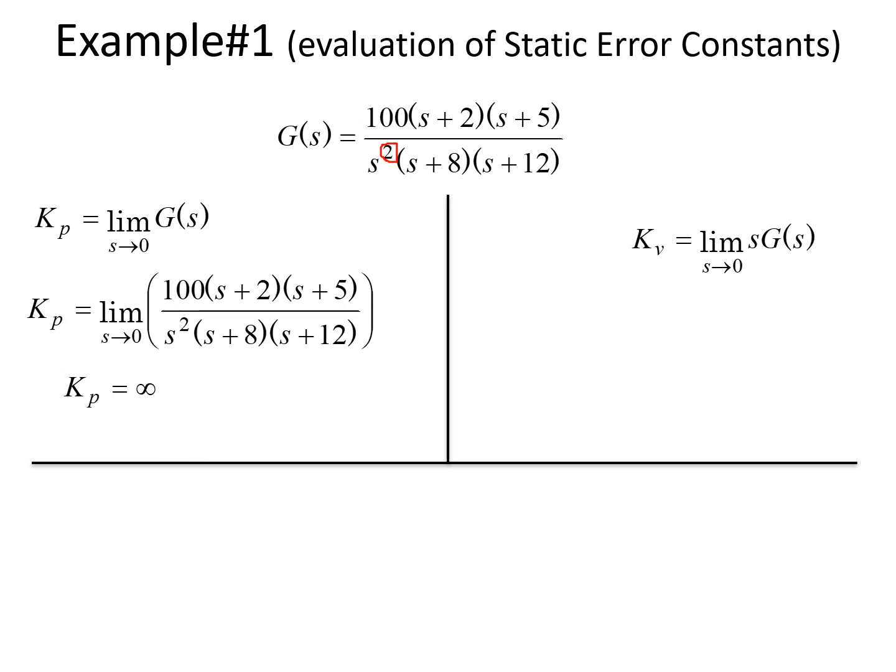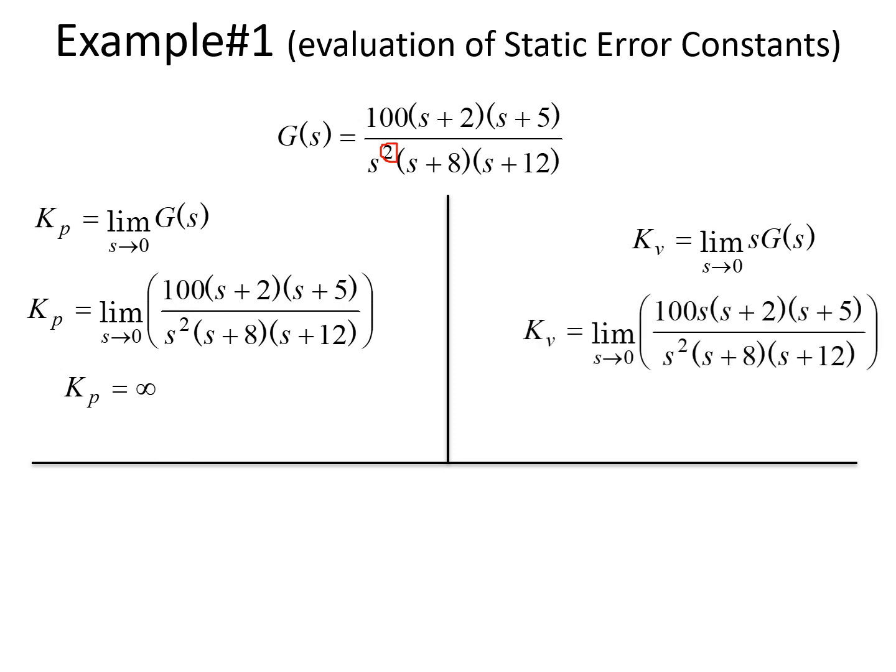Kp becomes infinity. And similarly, Kv is taken as limit s tending to 0 of s into G(s). If I multiply by s, one of your s will get cancelled, right? So one s remains here. Since you have one s in the denominator, you are going to get a value divided by 0, which gives you infinity again here.